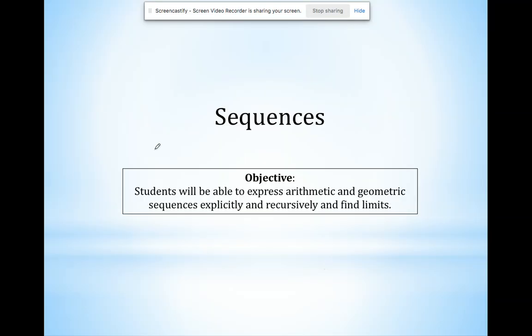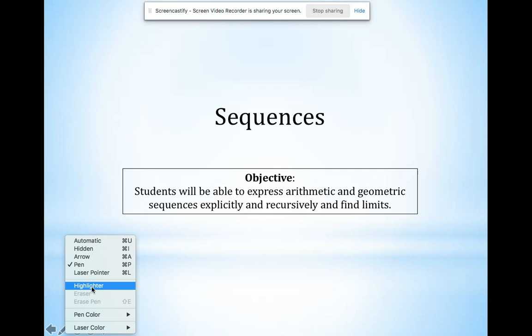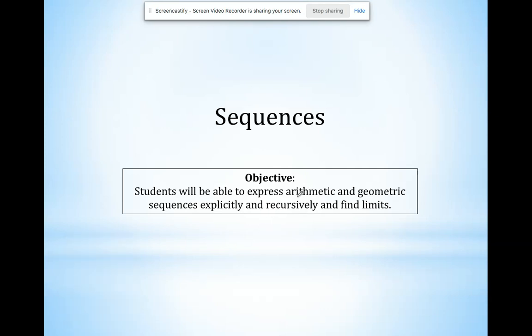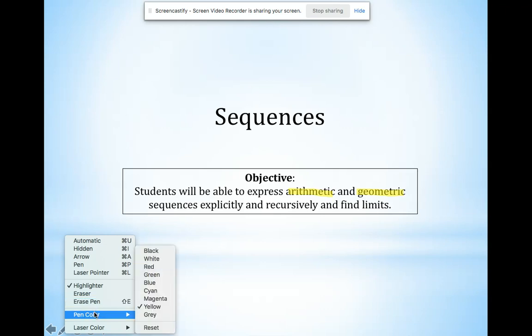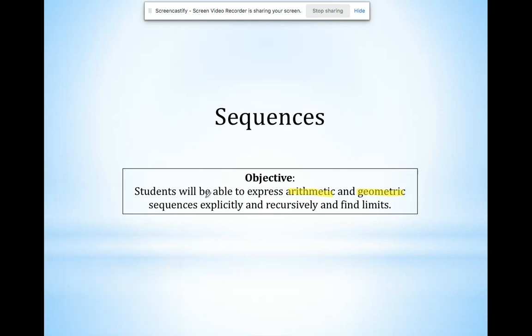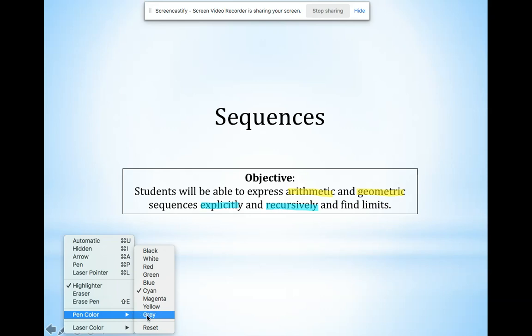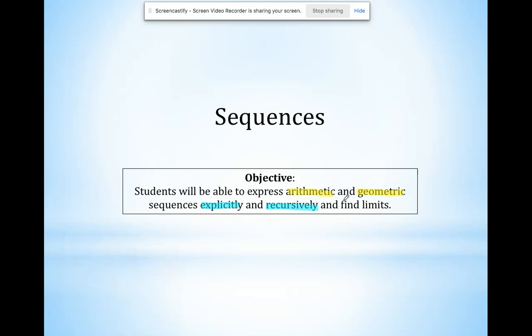All right, so what we're going to do today is focus on, of all the sequences in all the world, arithmetic and geometric, two very famous sequences, and how to write those sequences explicitly and recursively. And then we're going to talk a little bit about limits as we get ready for series. Limits, going back to first semester.